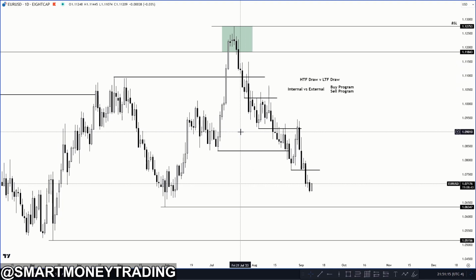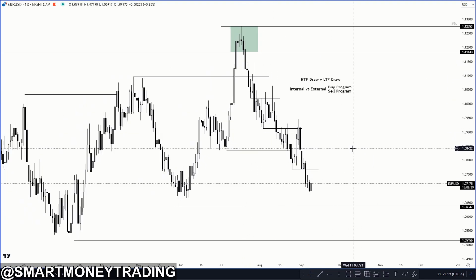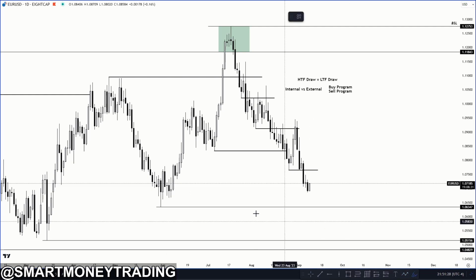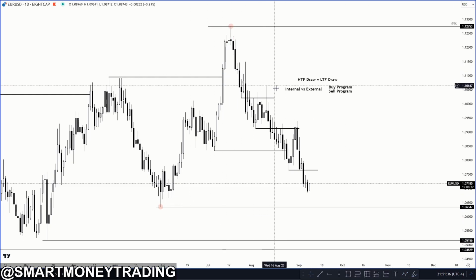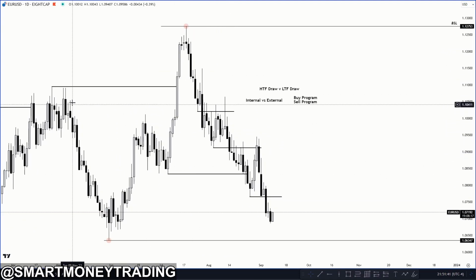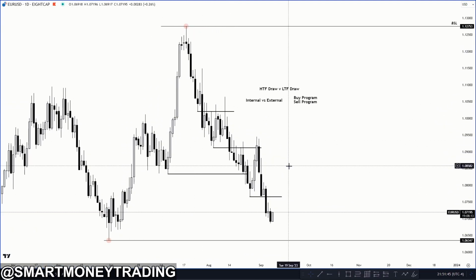These are very important, how to find your draw on liquidity. Again, external levels versus internal, very important. These are all internal levels, except for this one right here. This would be your external level. This right here, that would be your external level. These two right here are your external levels. Everything else doesn't matter. Everything else is just noise. These right here, your external levels.